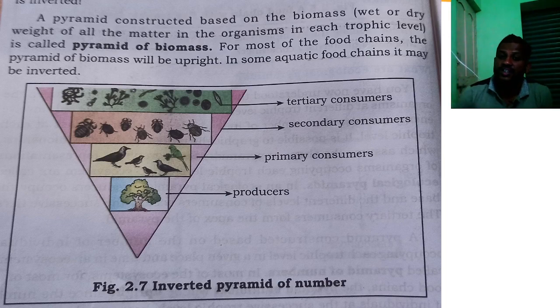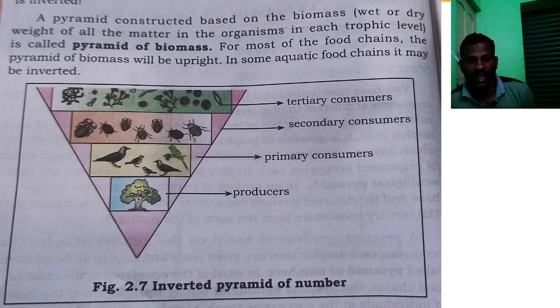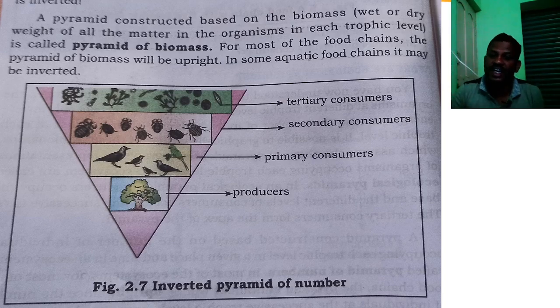A pyramid constructed based on biomass, wet and dry, the weight of all the matter in the organisms in each trophic level, depends upon the biomass. So it is known as the pyramid of biomass. In most food chains, the pyramid of biomass will be upright. In some aquatic food chains, it may be inverted.